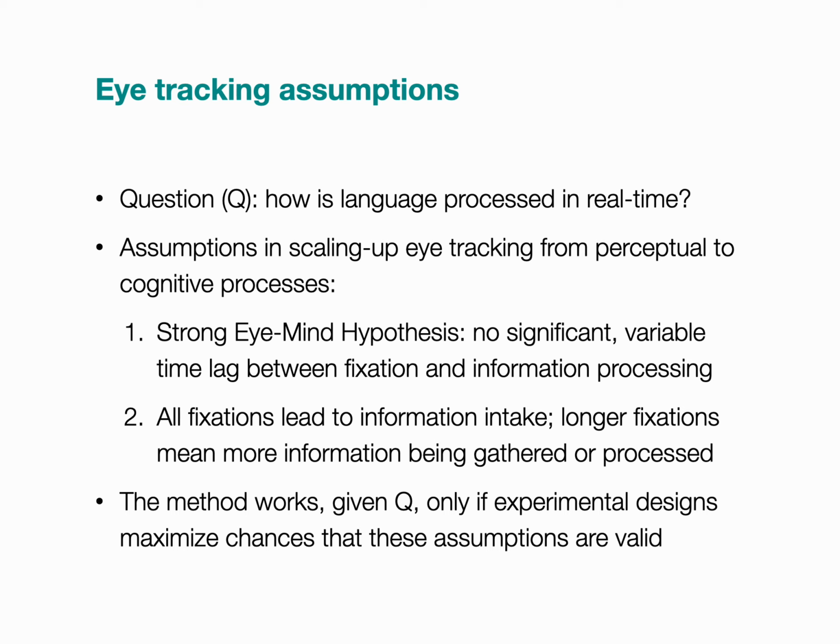Now, all this reminds us that eye tracking is an indirect measure of cognitive processing. We know that cognitive processing happens in the brain, and ideally, we would like to be able to measure directly online activity in the brain that is correlated with cognitive processes.